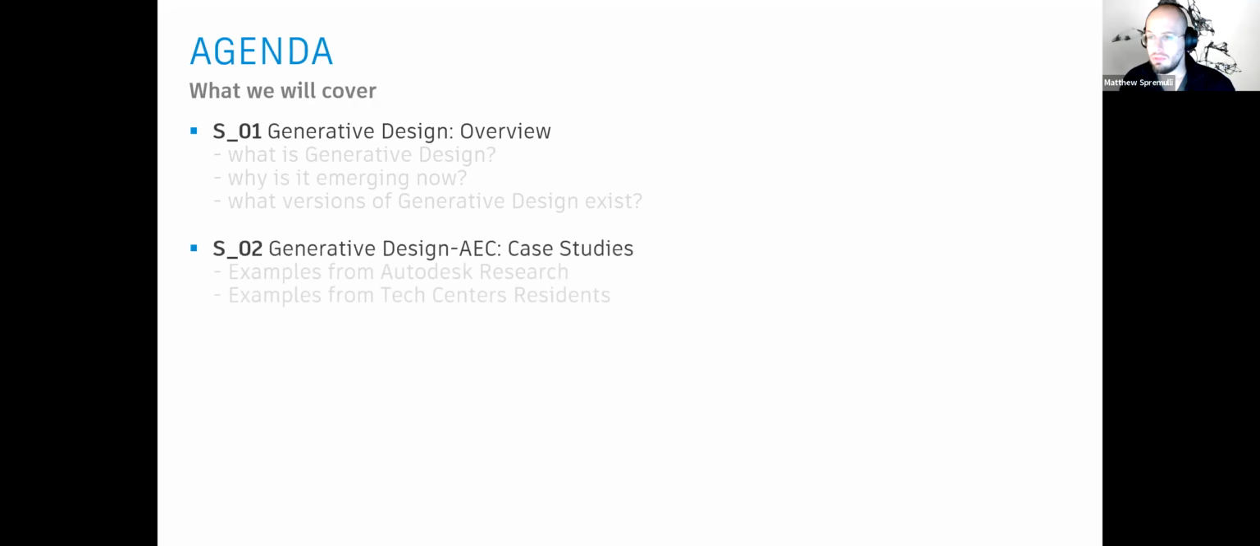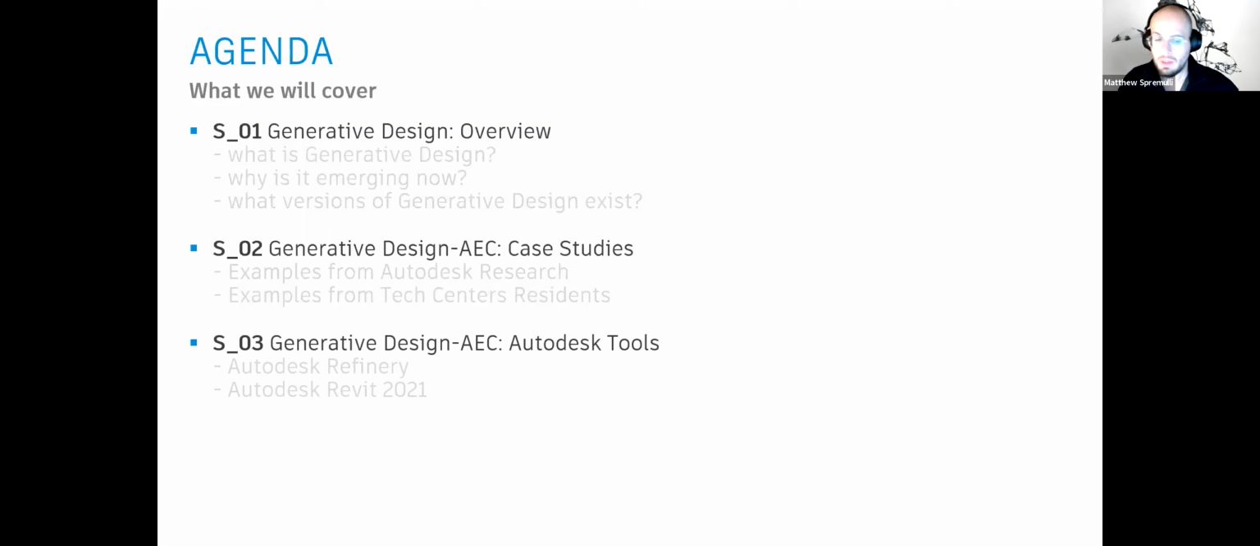Then I'll talk about, great, we have this approach and these technologies. How are people using this to solve real problems? So we'll go over some case studies, both from Autodesk research and from some of the residents that I mentioned in my technology centers. And finally, I'll talk about tools. How can you start experimenting with some of these generative design for AEC experiments?